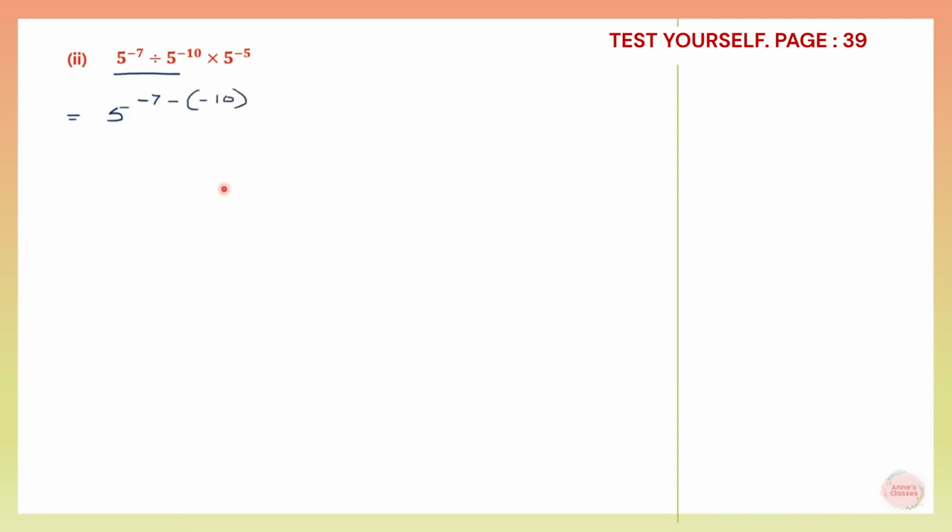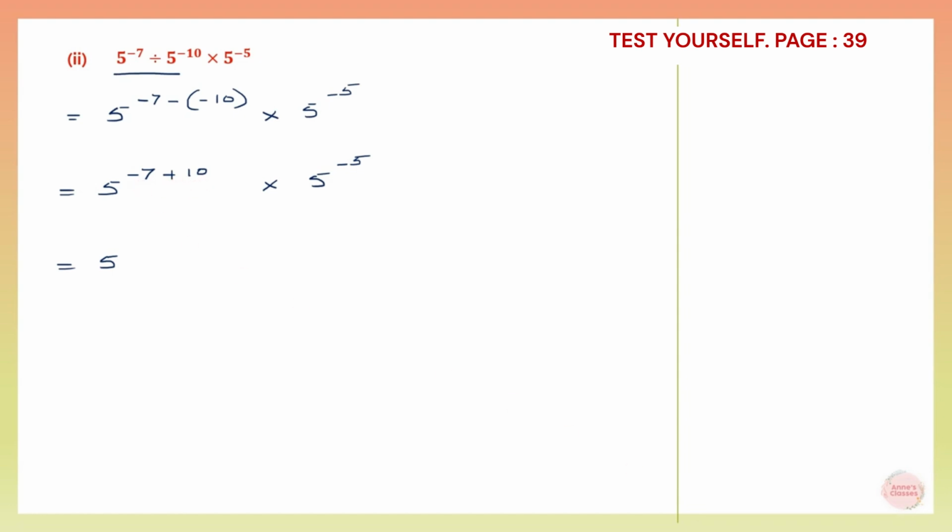Okay, I hope you understood. Since this is division and the base is the same, we can subtract the powers. So I did minus 7 minus 10 and the rest remains the same into 5 to the power of minus 5. So this becomes 5 to the power of minus 7 and here minus into minus is plus. So that is plus 10 into 5 to the power of minus 5. So this is 5 to the power of, here signs are different. We put the sign of the bigger number which is plus and subtract.